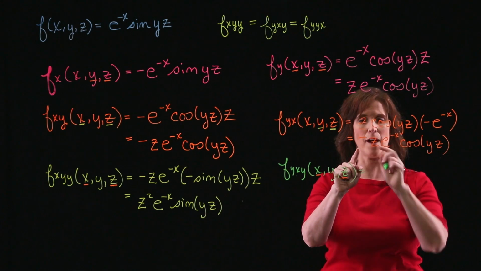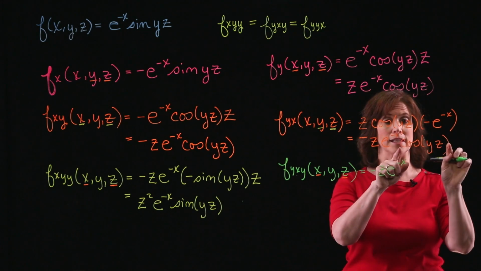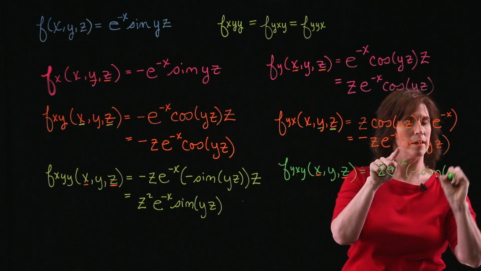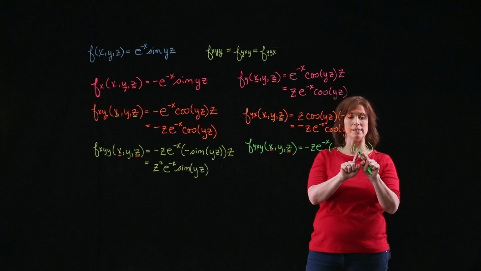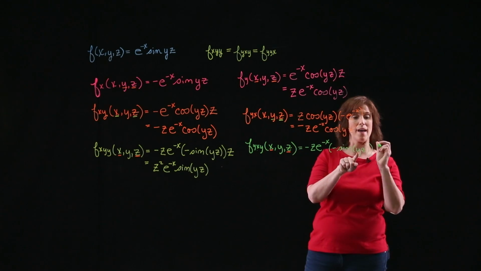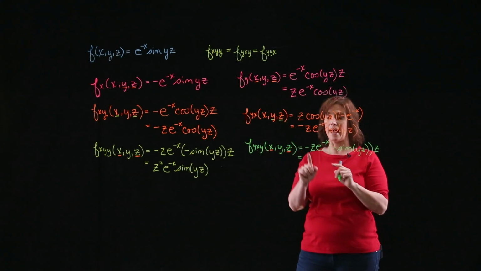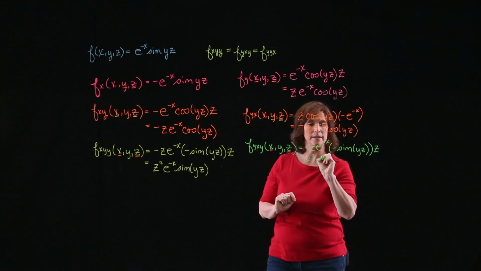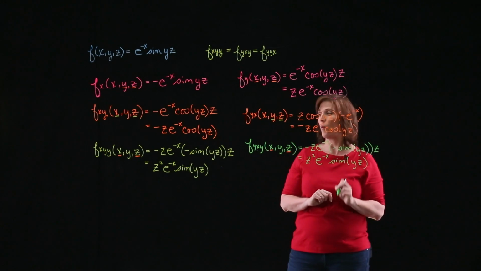This whole piece in front, the minus z e to the minus x, is all a constant. The derivative of cosine is minus sine of yz. And then I have to take the derivative of the inside piece, and because I'm treating z as a constant and I'm differentiating with respect to y, I'll end up with a z here. When I combine this together, my negative and a negative become positive, and I have a z squared e to the minus x times the sine of yz.